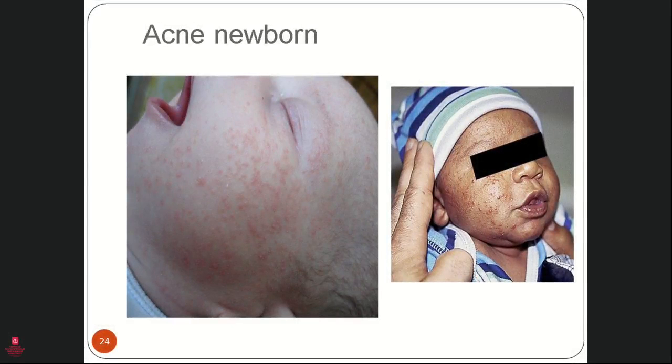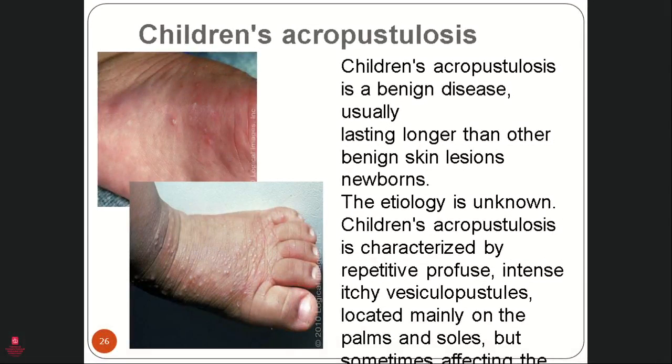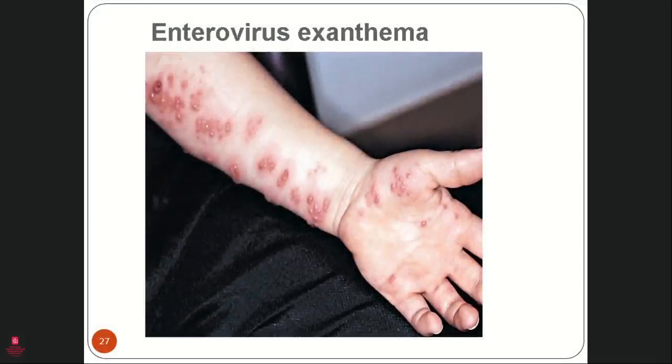Now you can see differential diagnosis with acne neonatorum, neonatal pustulosis, and infantile acropustulosis. Infantile acropustulosis is a benign skin disease, usually lasting longer than other benign skin lesions in newborns. The etiology is unknown.